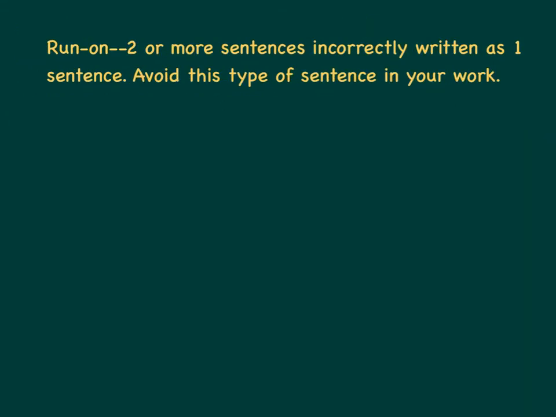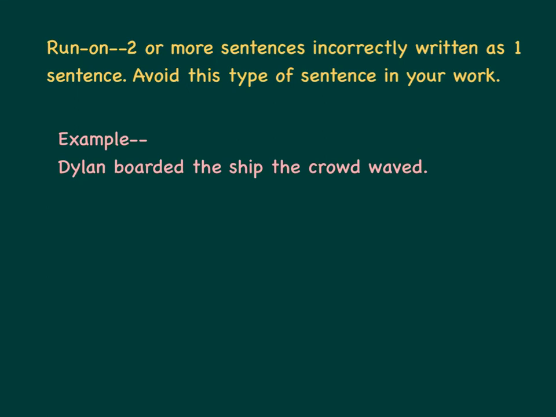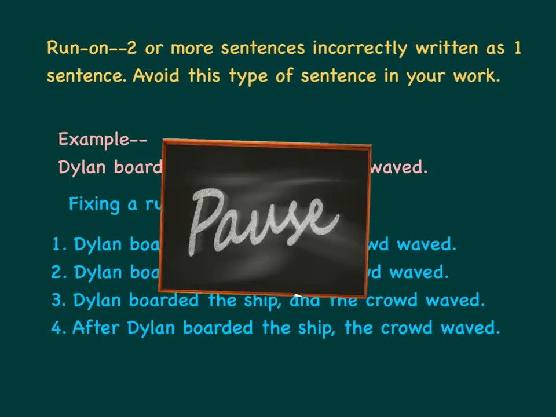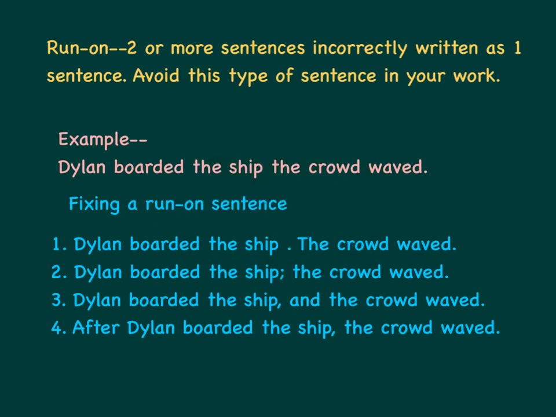A run-on is two or more sentences incorrectly written as one sentence. Avoid this type of writing in your work. Here's an example of a run-on: Dylan boarded the ship. The crowd waved. But there are ways to fix run-ons, and here are several different ways you can. Pause the video and copy down your definition and examples.